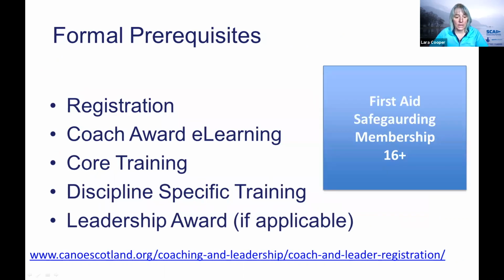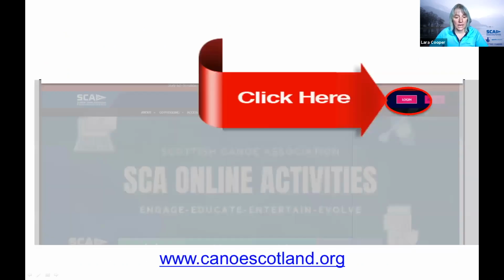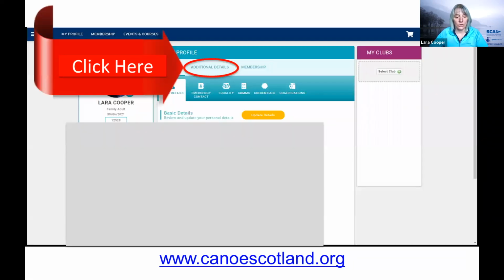You will also need to make sure that your first aid, safeguarding and membership are all up to date. You can check these things by logging into your membership portal. Go to the SCA website and look for the login button in the top right-hand corner of the main menu. This gives you your record.